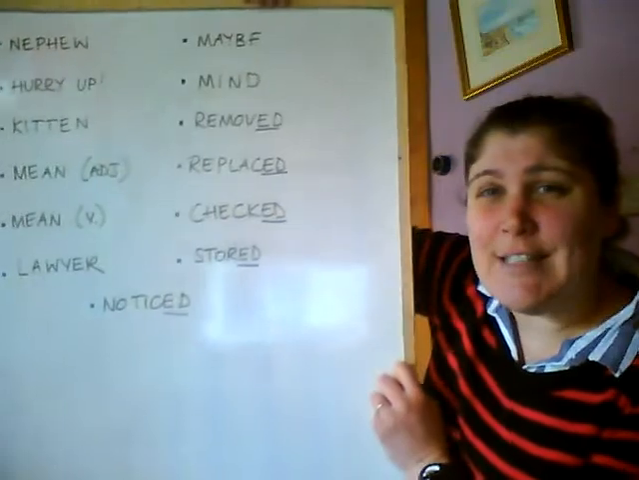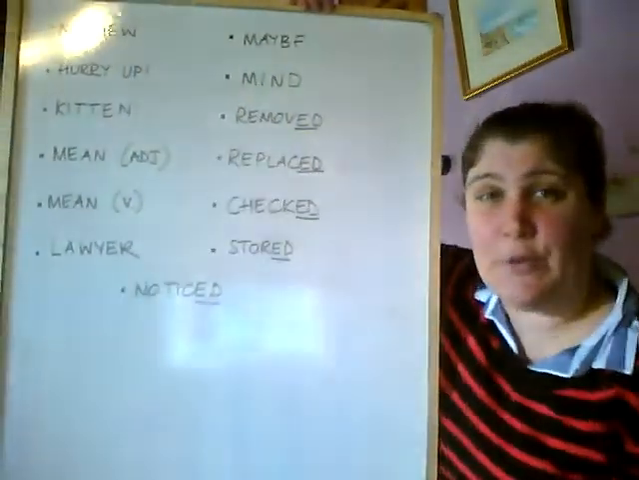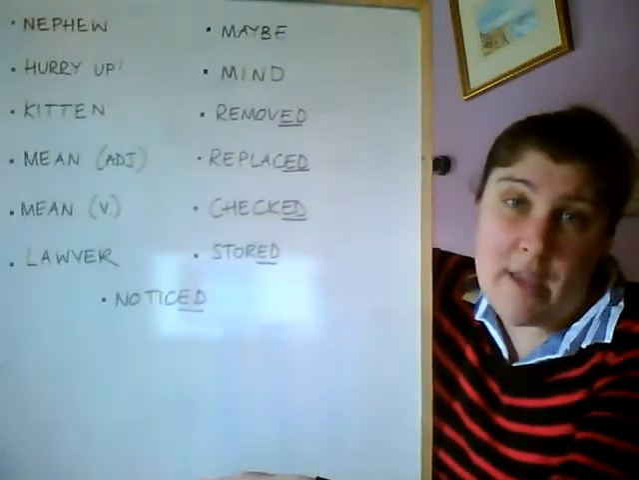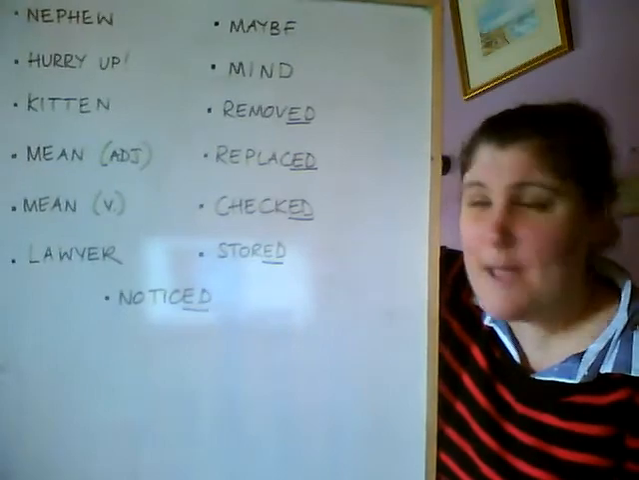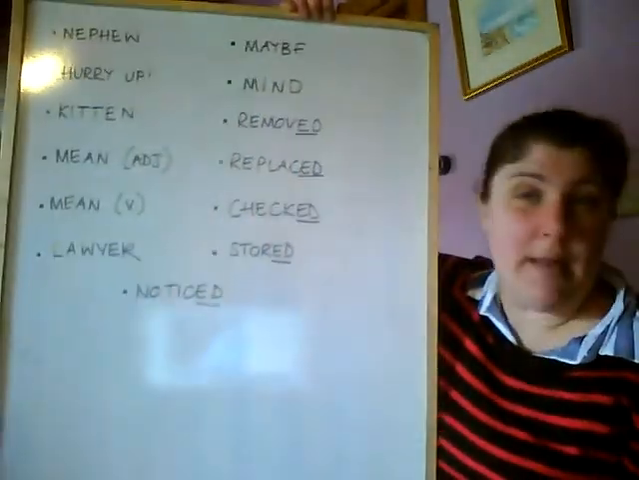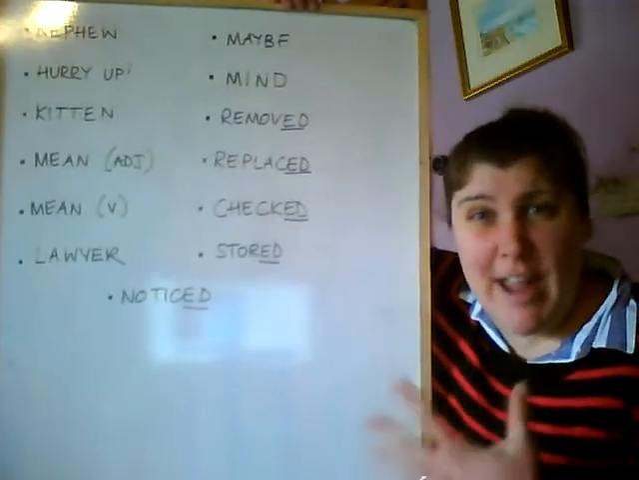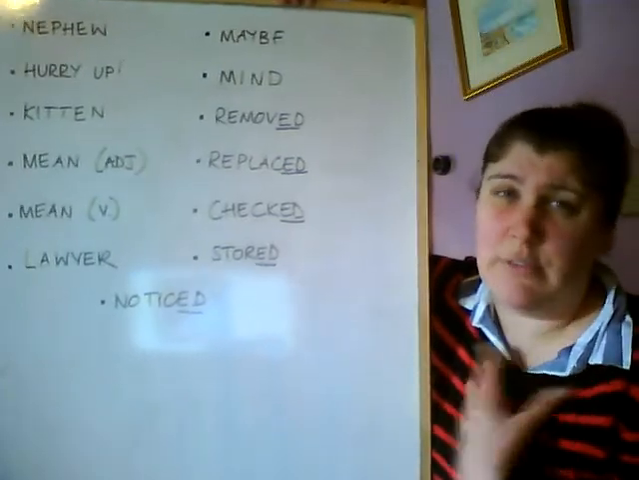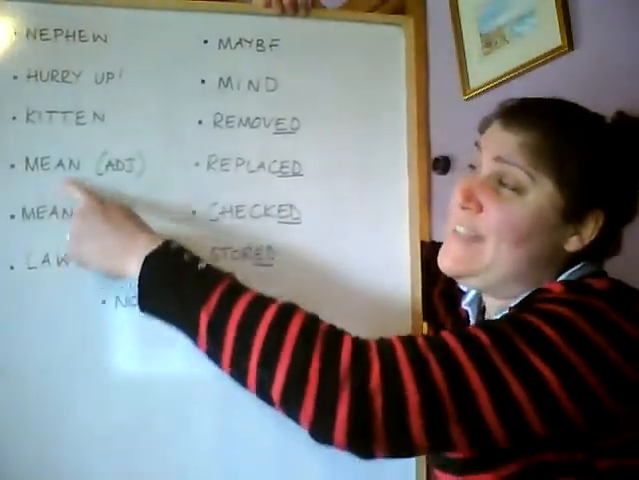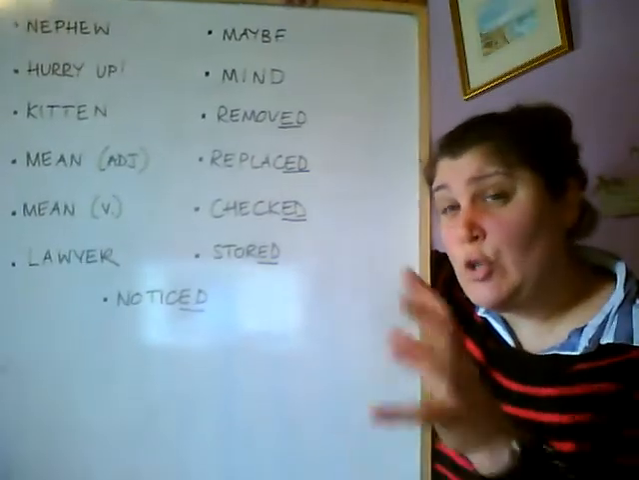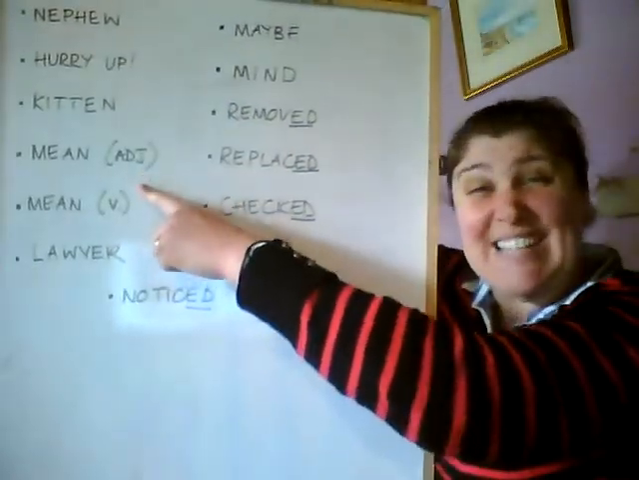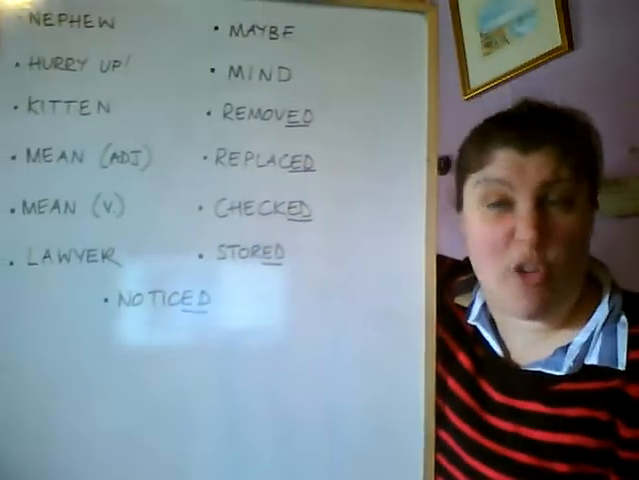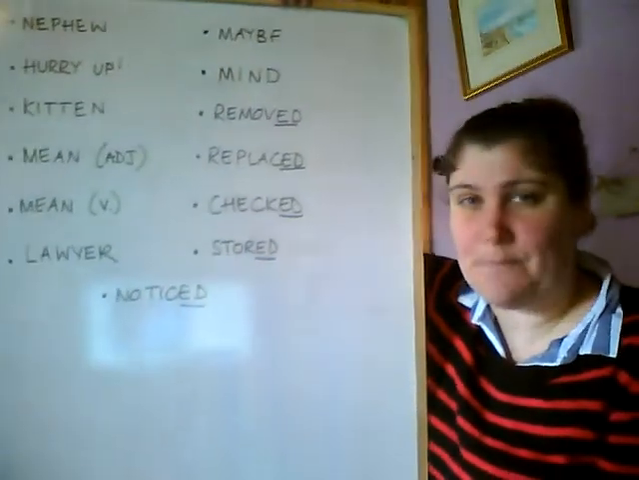So to start with then, nephew. Nephew is the son, the boy, of your brother or sister. Okay? Hurry up means come on, be faster, hurry up. Kitten is a baby cat. Now, mean is in the story twice, and it has two different meanings. The first is as an adjective, and the meaning of mean as an adjective is horrible. A horrible person, a mean person.